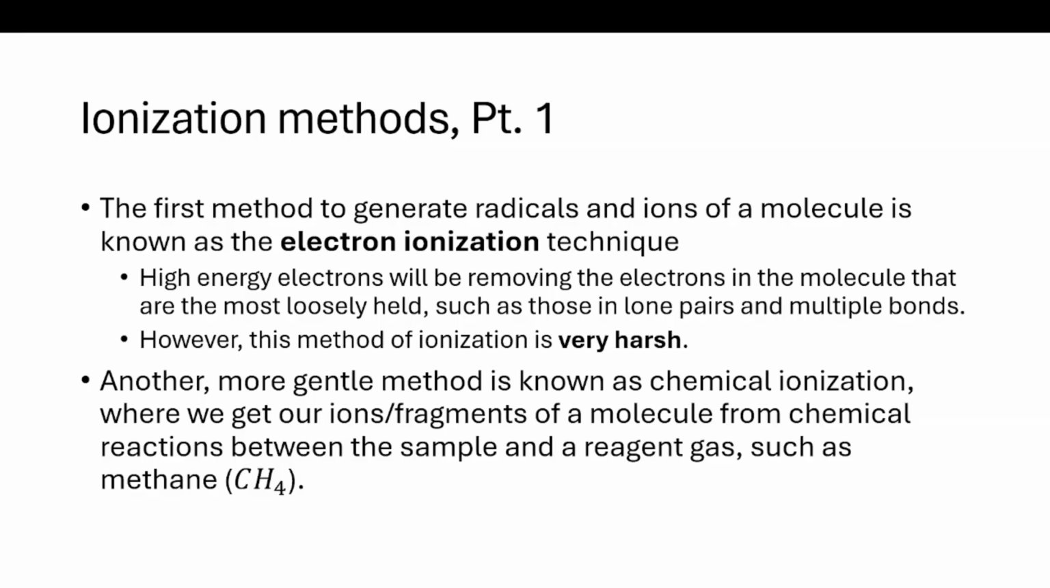However, another method that we can use is known as chemical ionization, where instead of firing high energy electrons at our sample, we can get our ions or fragments from chemical reactions between the sample and some sort of reagent gas, including methane.